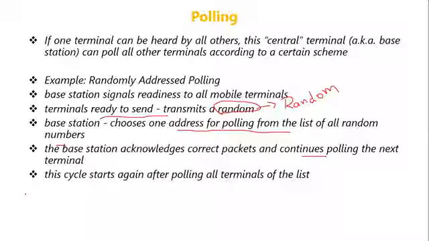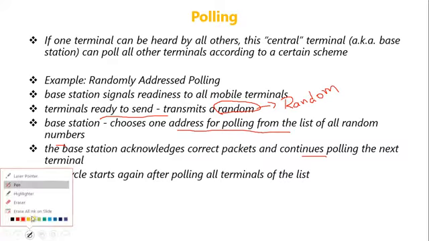This cycle will repeat after polling all terminals of the list. Once polling of all terminals is done, the base station will again send a signal that it is ready for communication. Then all terminals will again create a random number and send it. Like this, this particular pattern will repeat. So this concept is called polling.